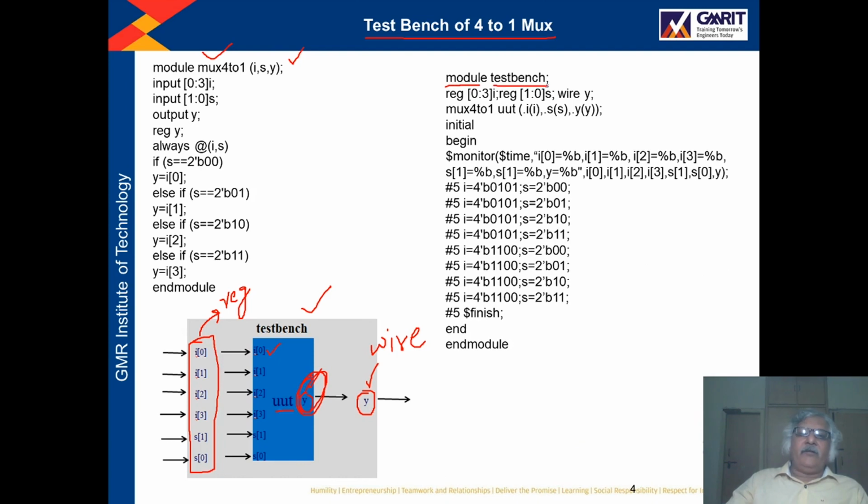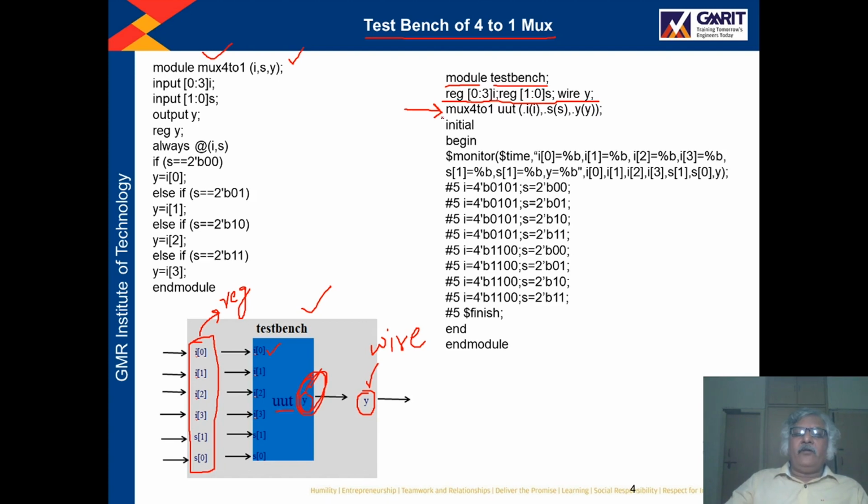Test bench is the name of the test bench. Then reg [0:3] I, comma, reg [1:0] S, semicolon. Then wire Y. So we have done this declaration. Then this is the instantiation statement. Here I am doing the instantiation of the unit under test, attaching the ports of the unit under test with the test bench.